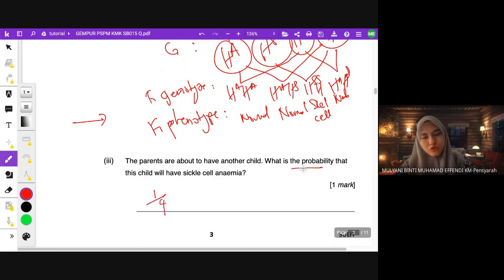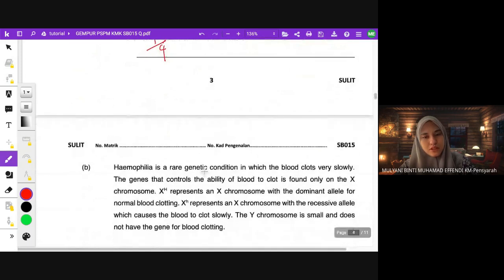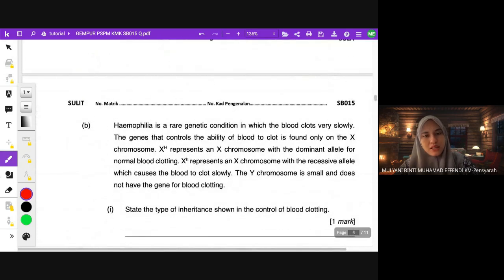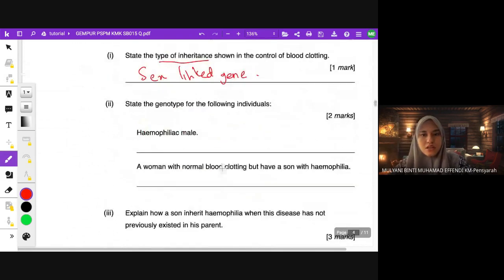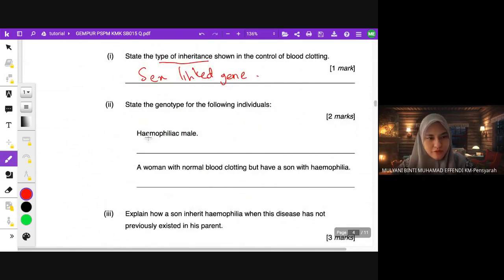So probability dalam bentuk pecahan, bukannya dalam bentuk decimal point ataupun percentage. Okay, so next pasal hemophilia. So dalam kepala kita pasal hemophilia mesti dia tanya type of inheritance adalah sex linked. Okay, sex linked gene. So state the genotype for the following individuals. Hemophilia male, dah tahu sex link mestilah XY. So yang sakit male-nya adalah X kecil Y.